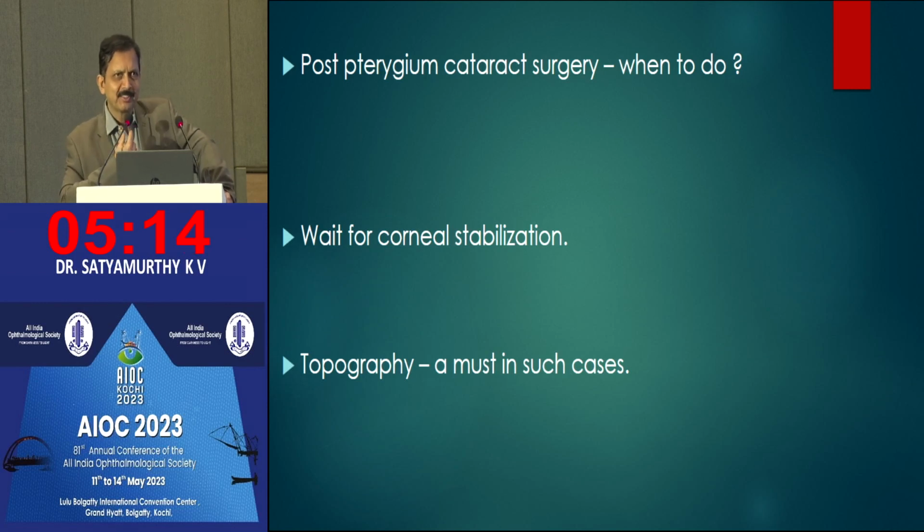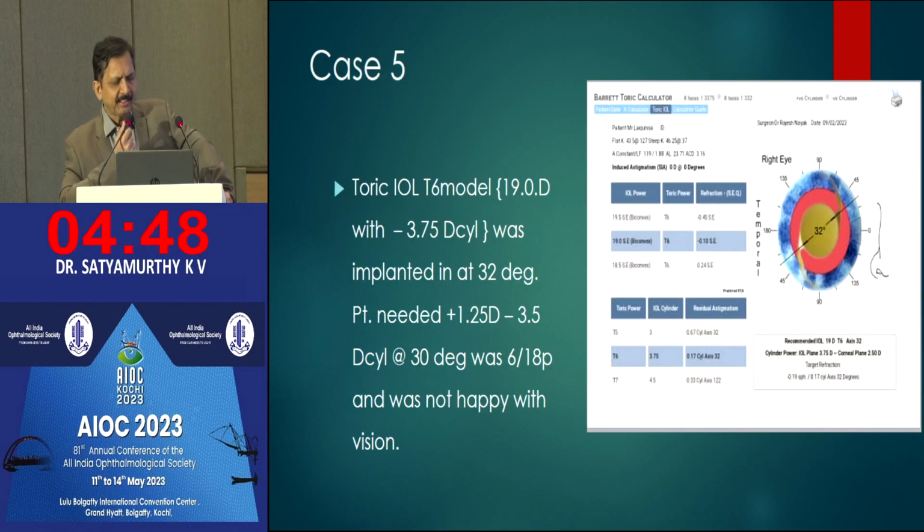Once you do pterygium surgery, all the cases need not follow the same pattern. So one will have to wait for at least the cornea to remain stable. One simple way is your keratometry value. Not everybody will have access to topography. Otherwise, the best thing would be to have topographic stabilization. Once you do that, then you assess it and go ahead with the surgery, and not before that.